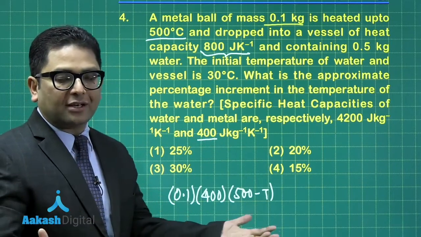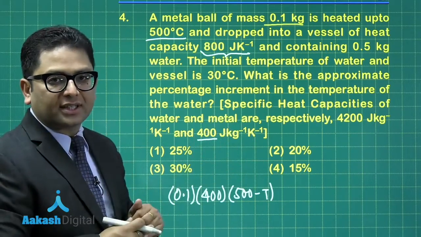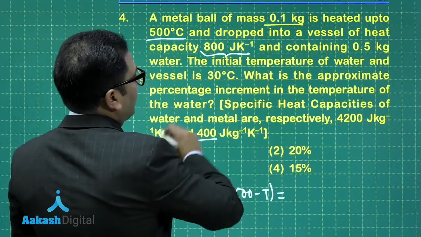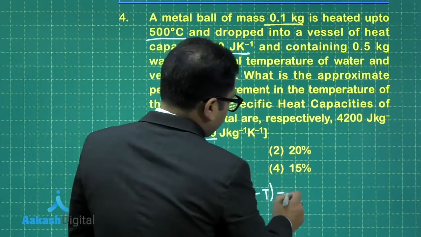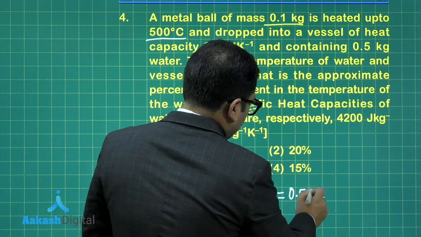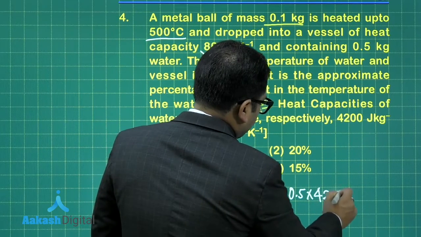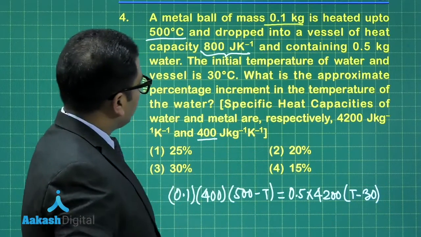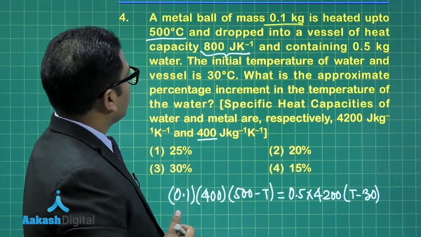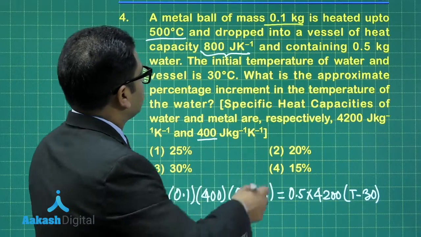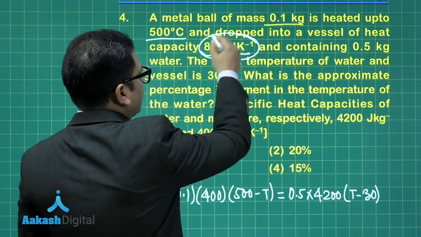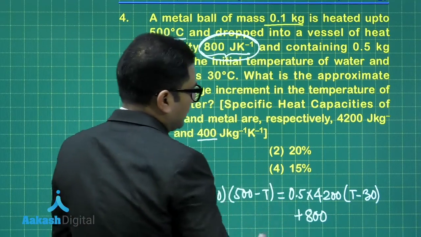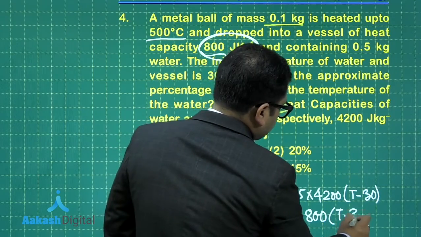So what is it? This is in fact the heat lost by the metal ball. And who is going to gain? Of course, the container with the water. All right. So here that would be equal to, let's see, 0.5 kg of water. So that is going to be 0.5 into 4200 into (T minus 30). That's heat gained by the water. But we also have the container. And the container is there, which is given 800 joule per Kelvin as the heat capacity. Well, that's basically the product of mass and specific heat multiplied by (T minus 30).